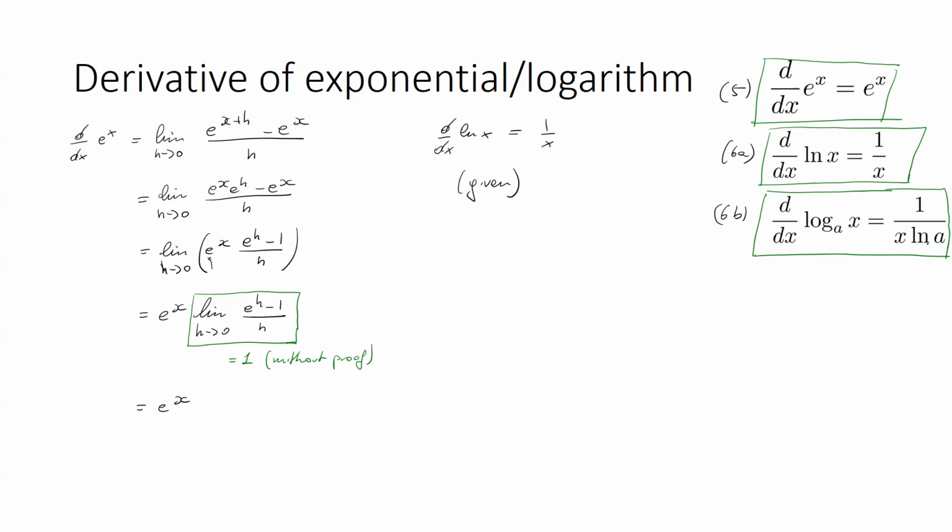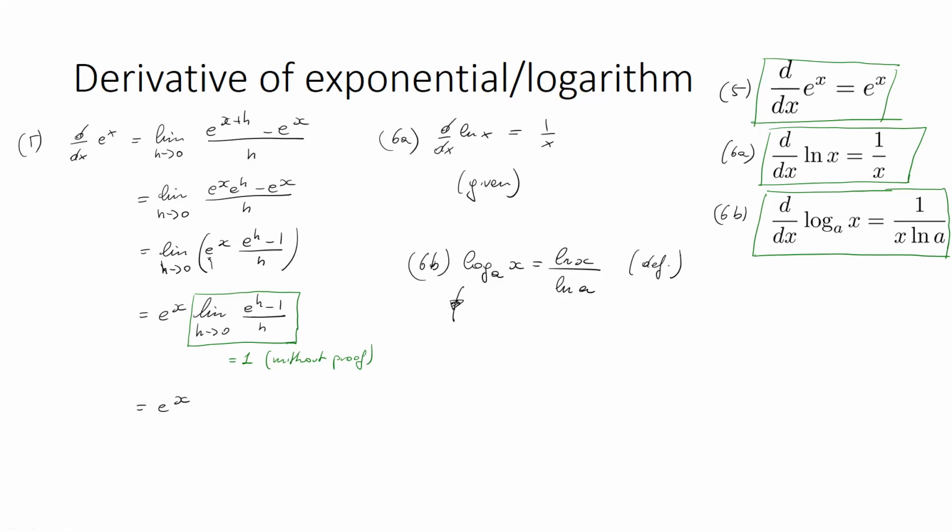So this is 5, 6a and 6b. So let's prove 6b, taking 6a as a given. So for the logarithm to a different base, we can write that as a function of the natural logarithm. That's the natural logarithm divided by the logarithm of a. So that's the definition of logarithm to the base a.